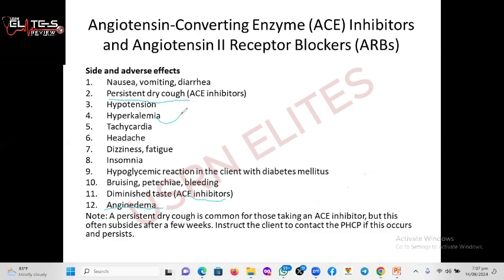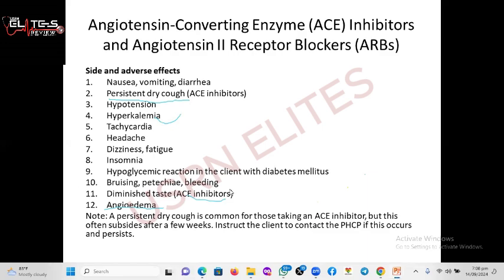So when you are giving your ACE inhibitors, you need to monitor the potassium level. And so if someone is already having a high potassium level and you need to give an ACE inhibitor, you need to inform the healthcare provider about that, because the medication could already lead to hyperkalemia. So the potassium level needs to be monitored. You monitor the kidney functions and all those things. That is your BUN and creatinine level, all need to be monitored.